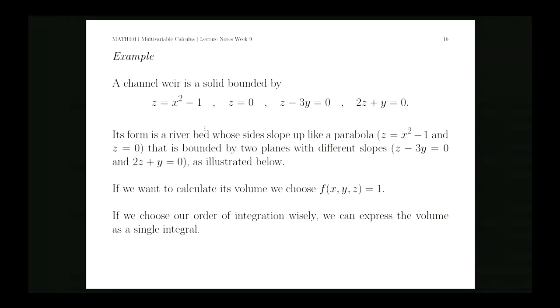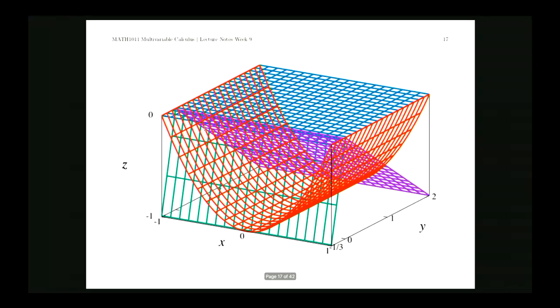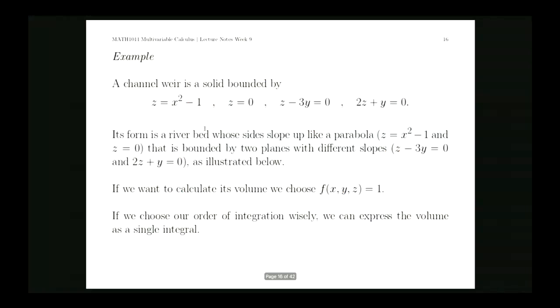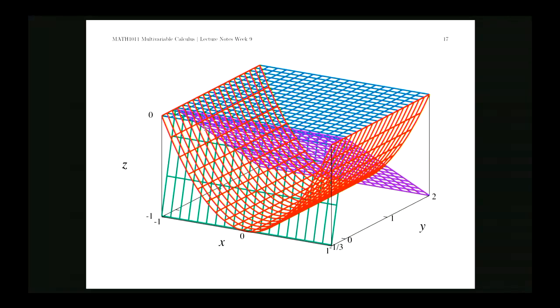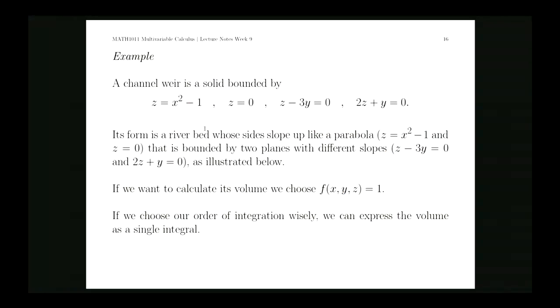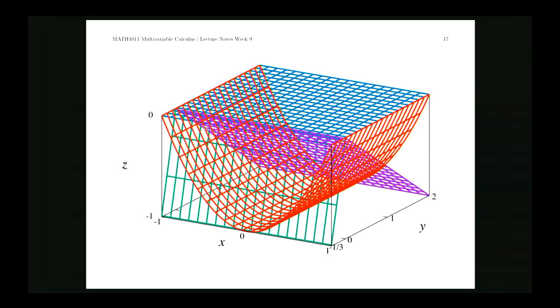And if I choose my order wisely, I can save work. Now, if I was going to do this as a double integral, like if I asked you this last week, this is basically the region I'm looking for. It's a bit hard to see, but the red thing is the parabolic cylinder, z equals x squared minus 1. The blue is the plane z equals 0. The green is a third plane, z minus 3y equals 0, and then the plane 2z plus y equals 0.